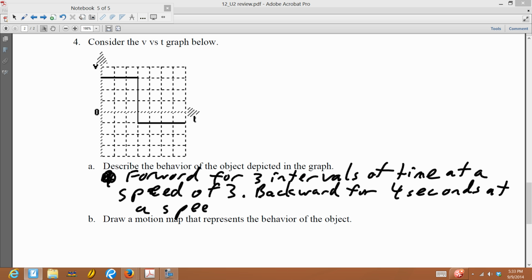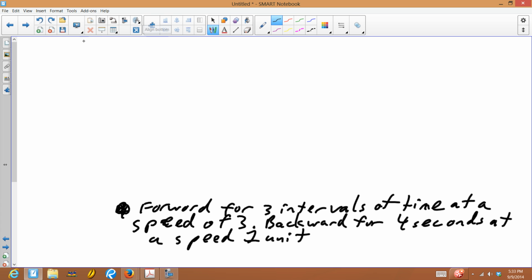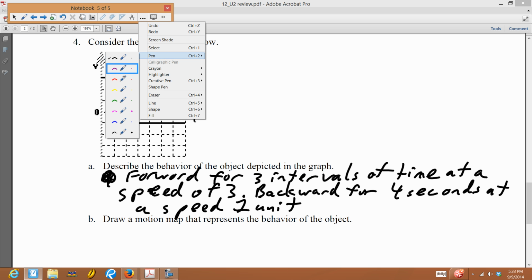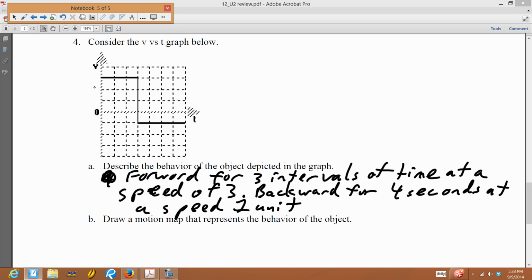Again, I don't know what units they are. All right. And so again, this right here is positive velocity, 0 velocity, negative velocity. So here's where I got my -1 unit, and I counted upward 1, 2, 3 units for the positive. Okay. Next one says draw a motion map that represents the behavior of the object.